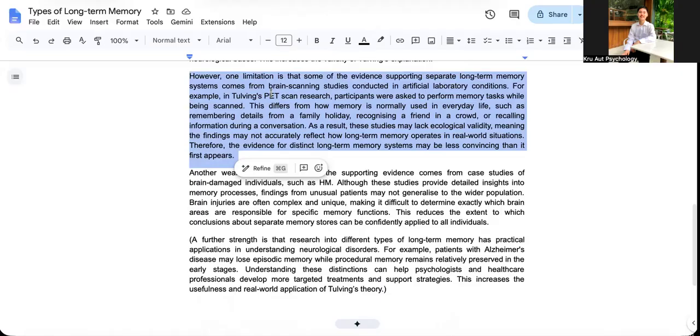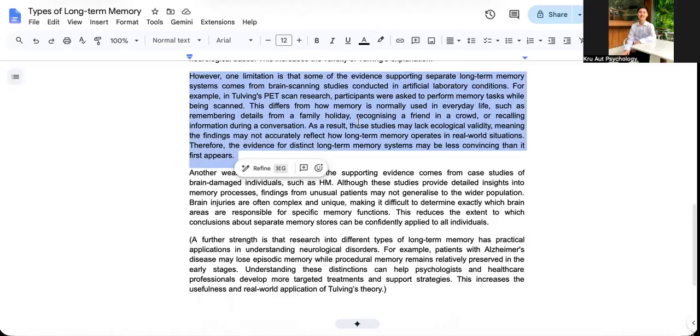If this term is not mentioned earlier in the paragraph, mention it here and explain its meaning, suggesting the findings may not accurately reflect how long-term memory operates in real-world situations. Then link: therefore, the evidence for distinct long-term memory systems may be less convincing than it first appears.